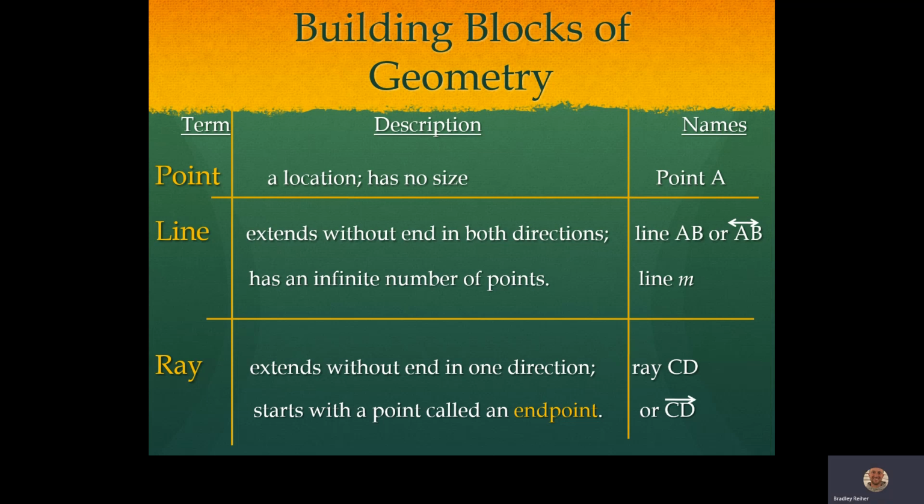Okay, so these are what we call our building blocks of geometry. We have points. If you put points together, you can make lines. Parts of lines, like rays, exist, and we're going to talk about some other parts of lines as well.